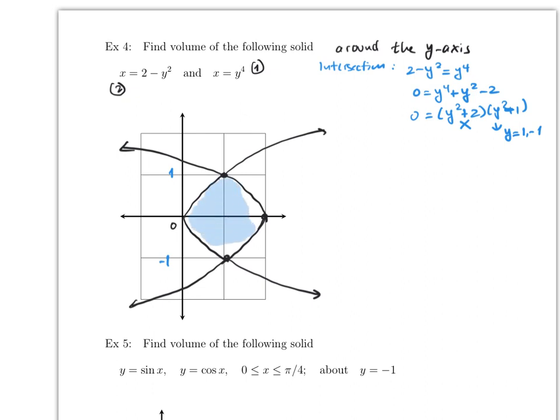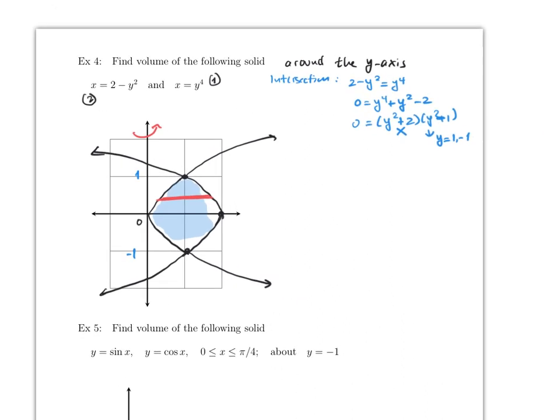Remember, we are rotating around the y-axis now, and therefore the partition has to be perpendicular to the axis of rotation. So this is the radius, okay? Therefore, in this particular case, the volume is going to be pi, the integral from -1 to 1.